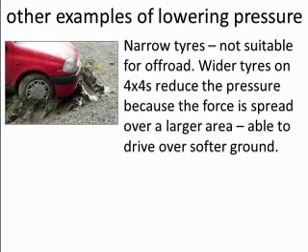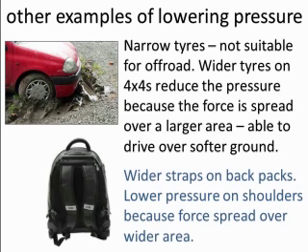Some other examples of lowering pressure. Well, narrow tires is actually increasing pressure. They're not suitable for off-road. The wider tires on the 4x4s reduce the pressure because the force is spread over a large area. This means you're able to drive over softer ground. Wider straps on backpacks lower the pressure on the shoulders because the force is spread over a wider area.